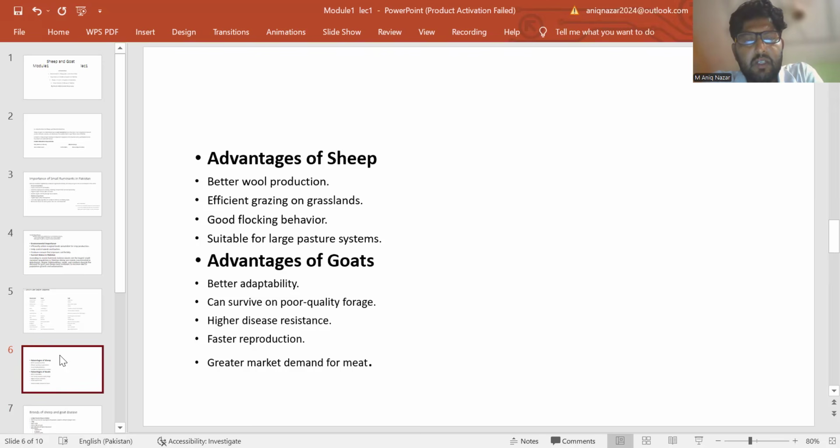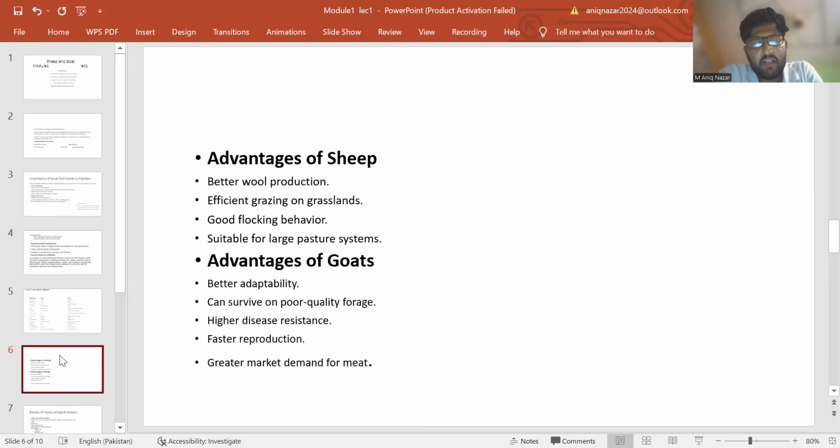It means you can leave the sheep within the grassland and they will graze efficiently and with freedom. They have good flocking behavior. Similarly, they are suitable for large pasture systems. You can see that in New Zealand and in the Netherlands, there are a lot of sheep farms because the grasslands or pastures are many in number. And the second is benefits of goat.